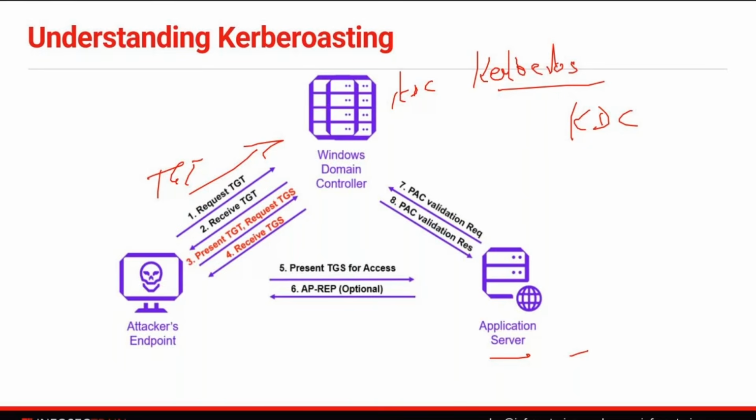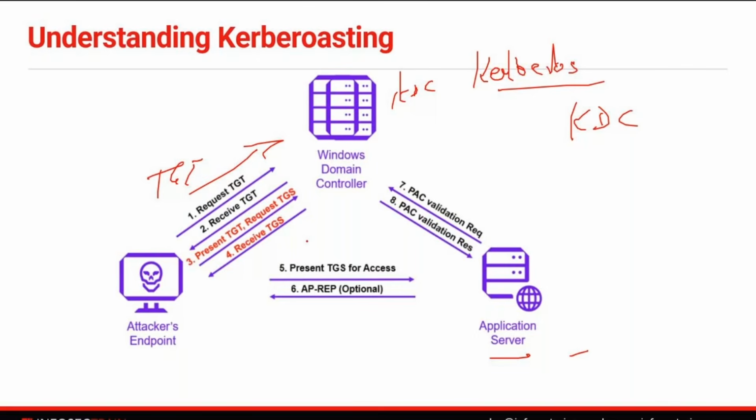Now if this ticket is stolen, Kerberoasting is a technique that allows an attacker to steal the tickets that are encrypted with RC4. Now what the attacker does after stealing the ticket is brute force that application service hash and extract its password.